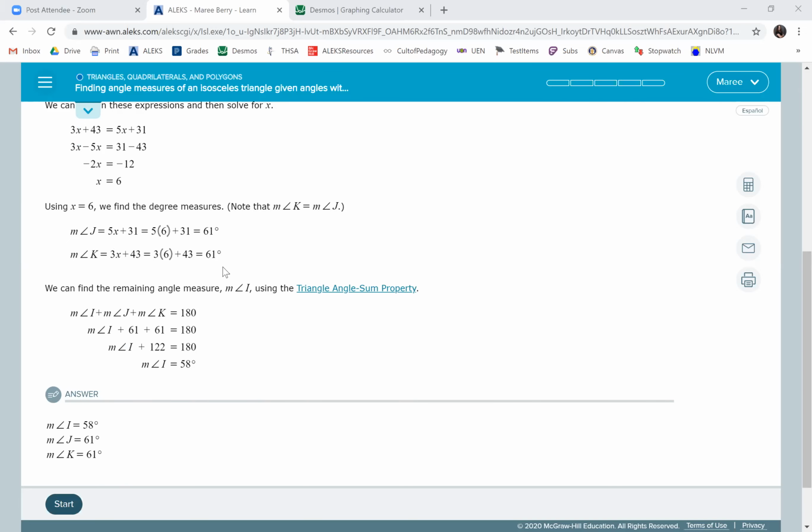And then you know that those two are 61, and then you can find out the missing one because all three have to add to 180. So you can add the two together and subtract your answer from 180.